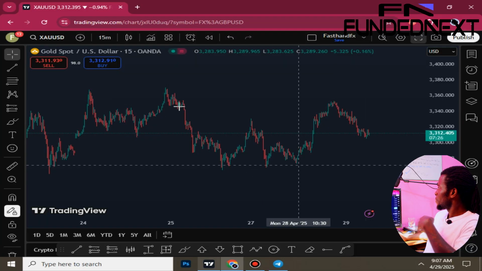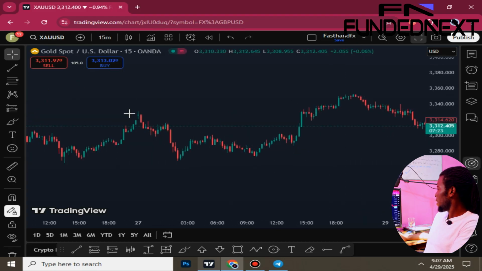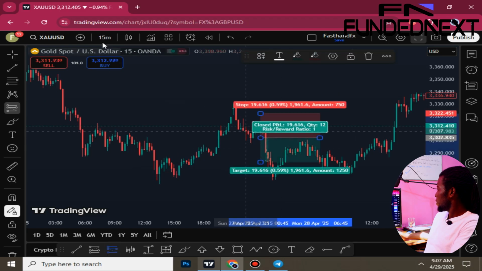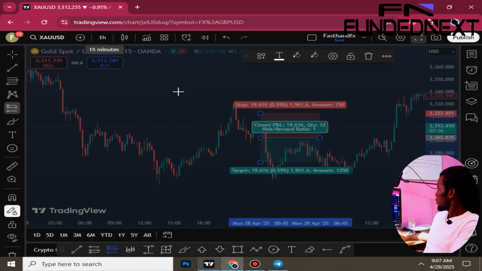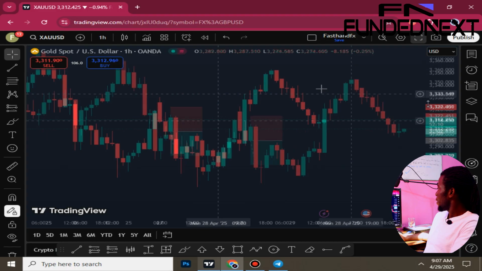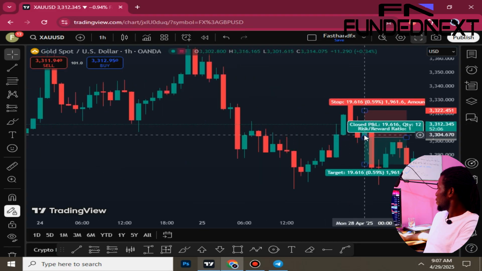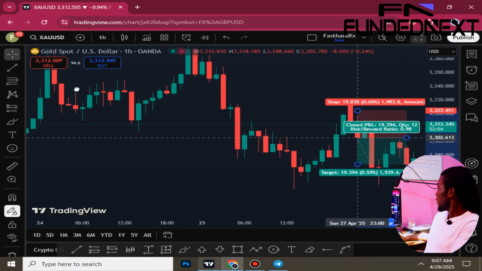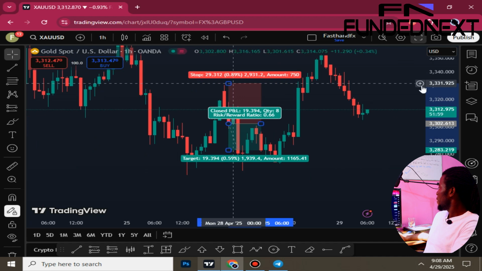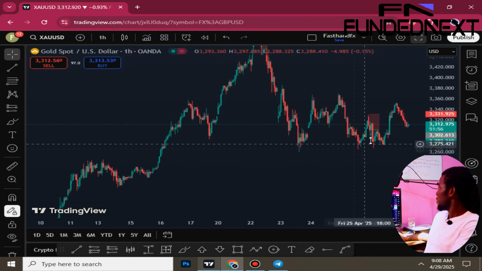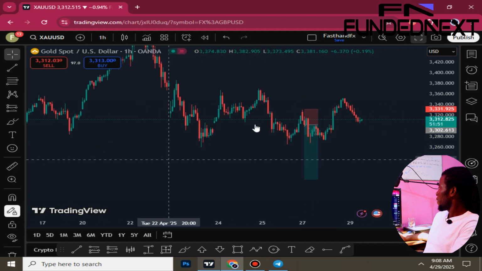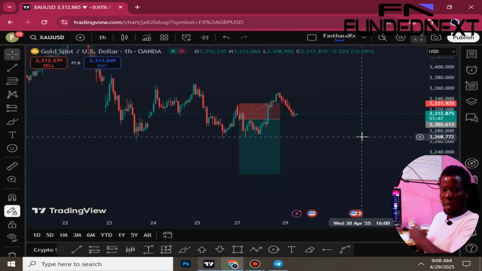So this is it. If I remember clearly, I did take that entry around this level right here. Let's just take it to the H1 real quick. I need to show you. Yeah, right here. I think I did take that trade the moment this candlestick closed, right there. And my stop loss, I think, was above right there. And my anticipation basically was to ride this wave all the way, maybe to around that level right there. Correct.